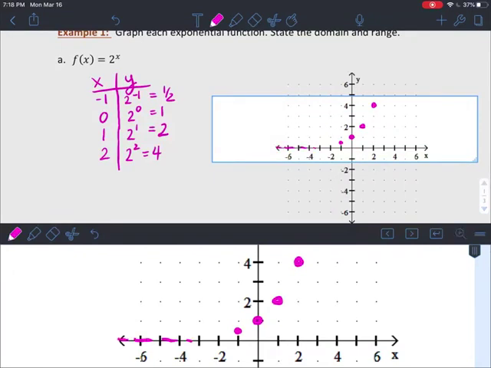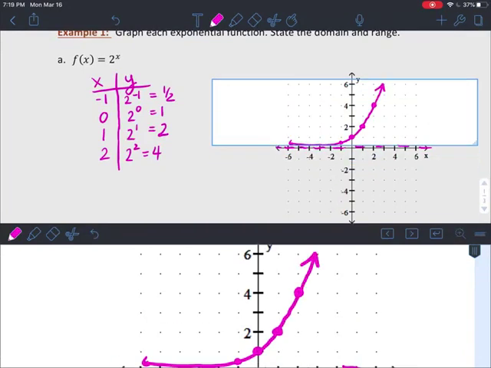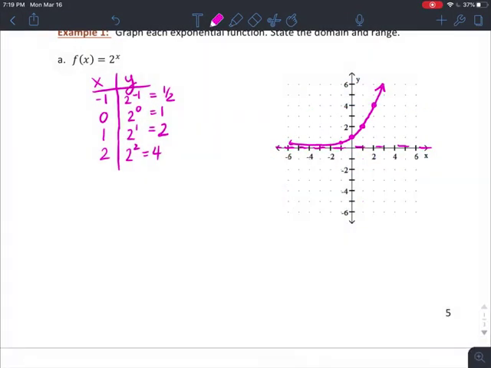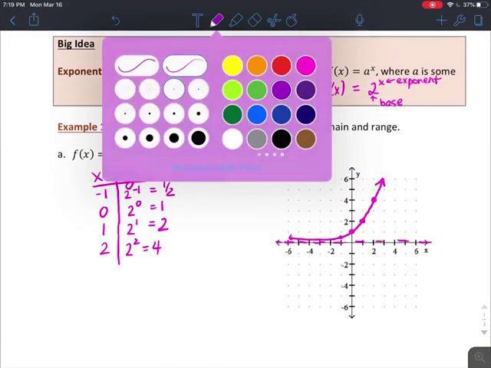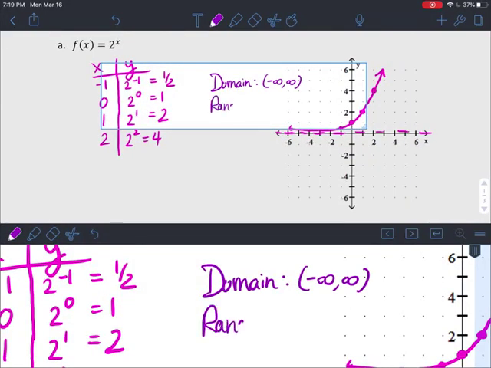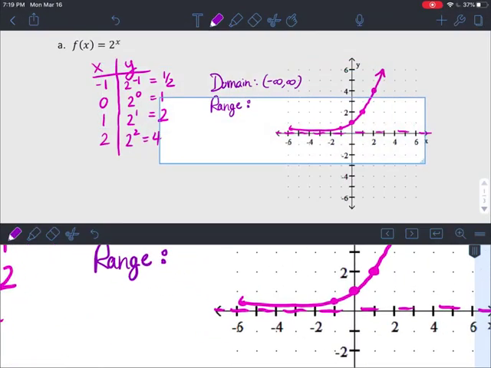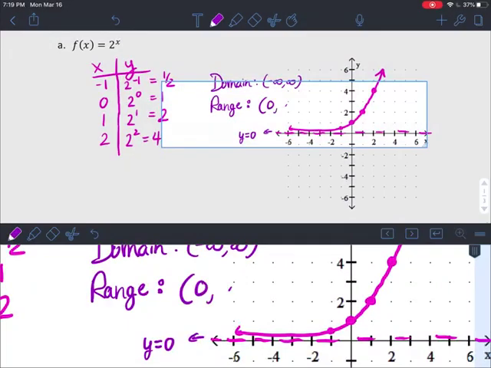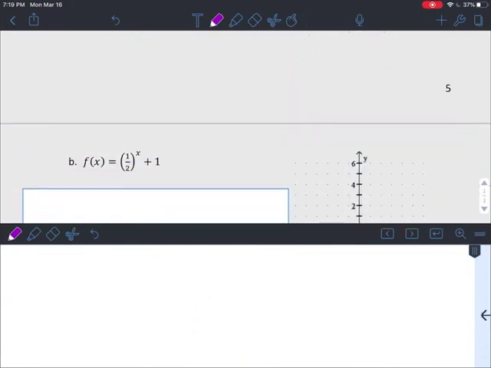So if I was to do additional x values, my y's are going to get really close to my x-axis but not cross it. So these are going to have horizontal asymptotes along the x-axis. If you do like -2, you'll get 1/4, -3, you'll get 1/8. So it'll get really, really close to the x-axis but not cross it. My domain's going to be -infinity to infinity because it continues left and right. And since it does never cross below the x-axis, all my y values are greater than 0. So not including 0, it's a parentheses, up towards positive infinity for my range.